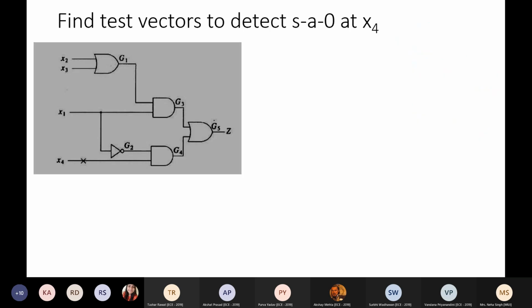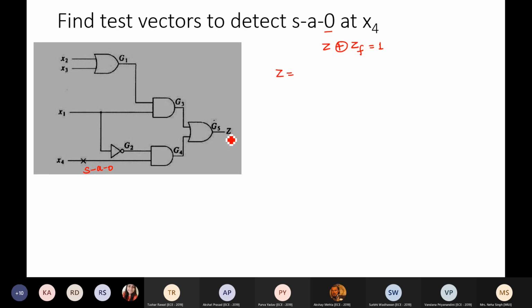Looking at the second example for the same, we have to find the test vector to detect stuck at 0 fault at x4. Yesterday we talked about bridging fault. Now we have to talk about stuck at fault. So stuck at 0 hai at x4. Here it is stuck at 0. So using the concept Z XOR ZF should always be true. What is the expression for Z for this circuit?